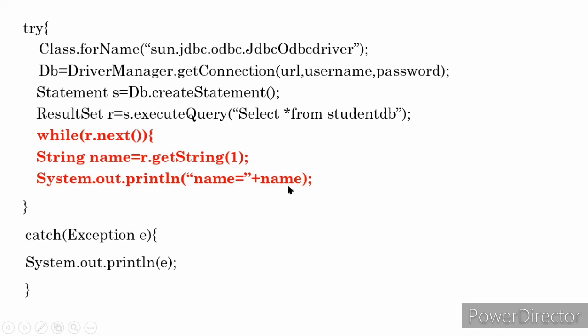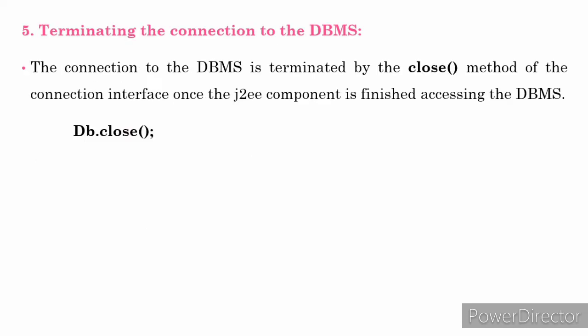Next, we have to terminate the connection. After processing the data written by the DBMS, we need to terminate the connection process with the DBMS. To do that, we will use a close method of the connection interface. This is the example: db.close.